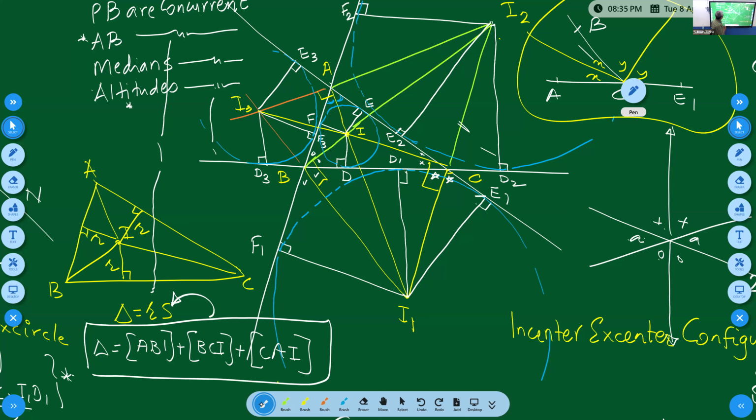CT. S minus C, sir. Correct. Sumedha madam, AF2.